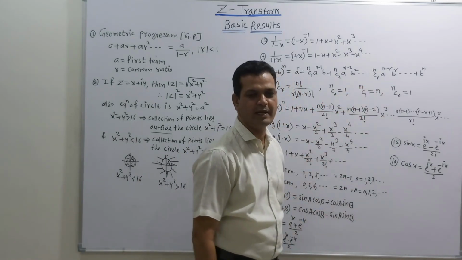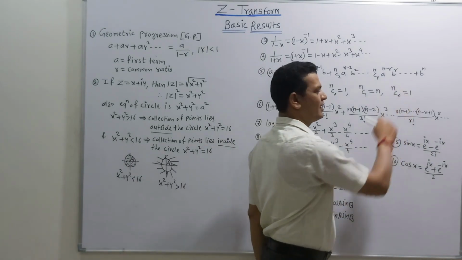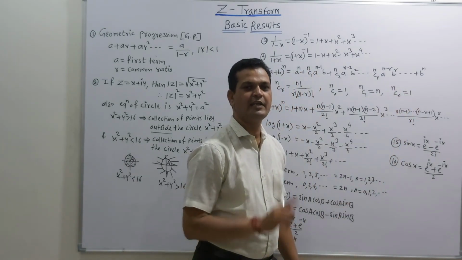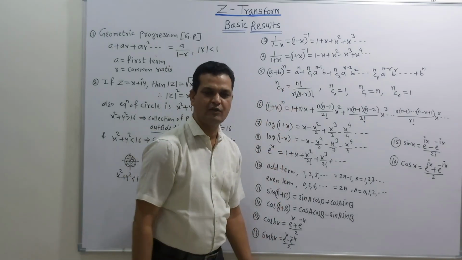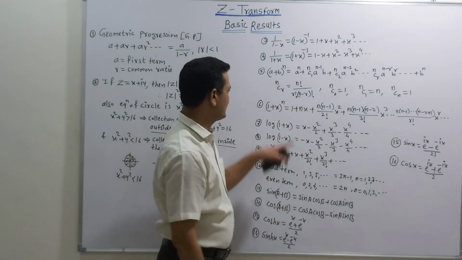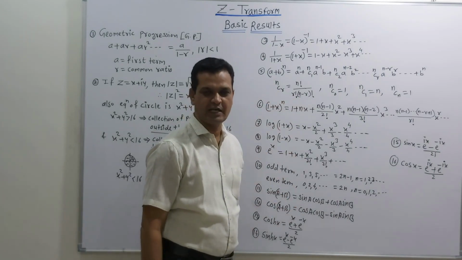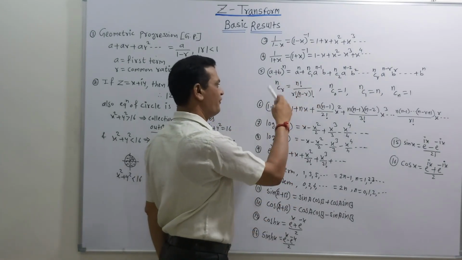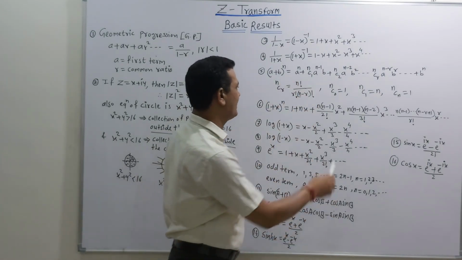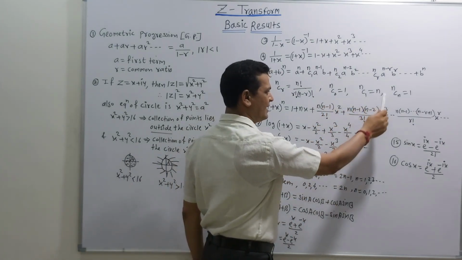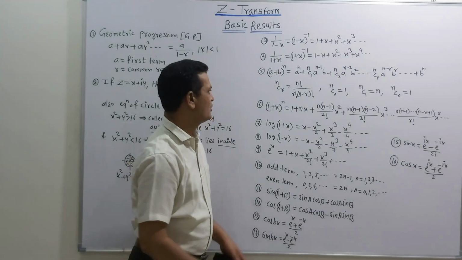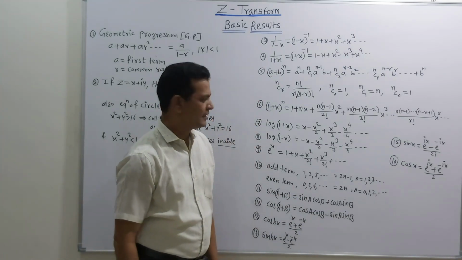nCr a raised to n minus r, b raised to r, and so on up to b raised to n, a raised to 0, where the value of nCr is equal to n factorial upon r factorial into (n minus r) factorial. We know this from the combination concept. Then nC0 is 1, nC1 is n and nCn is 1. So this is called the binomial theorem.